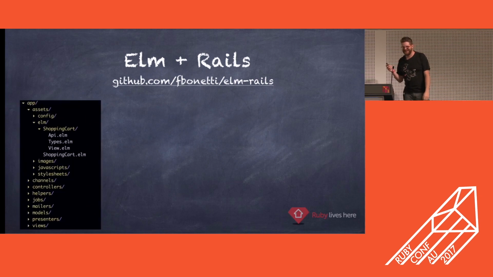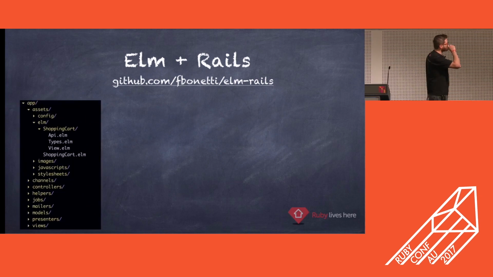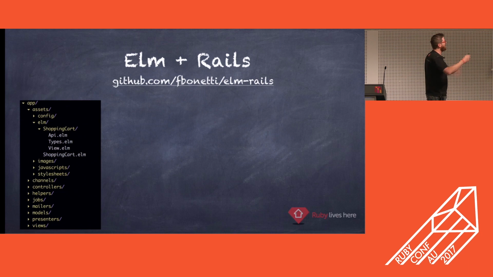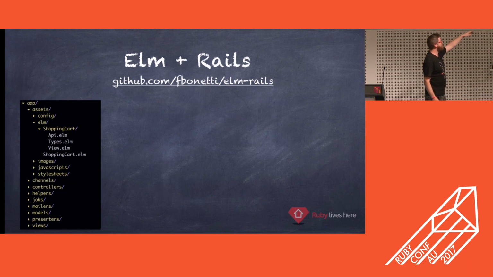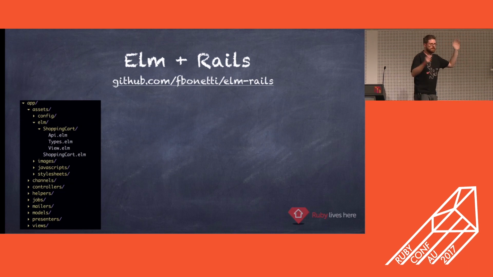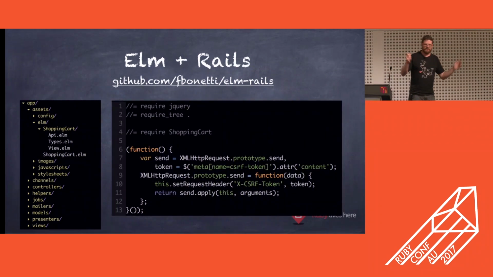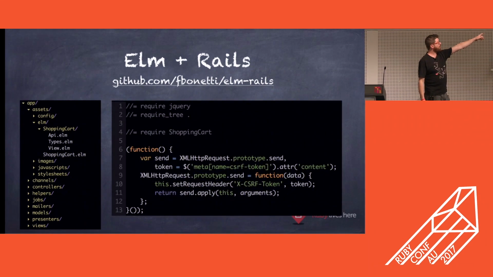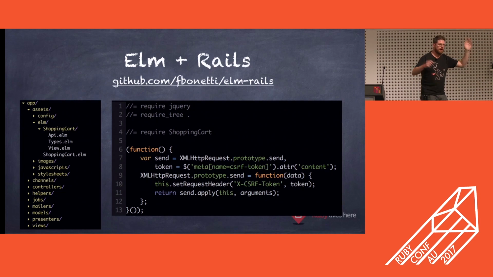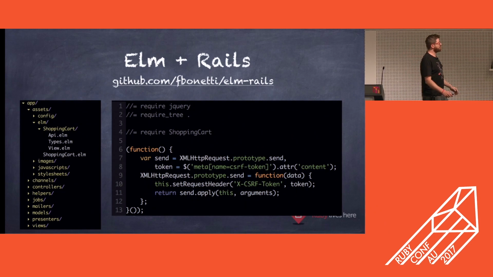So how does it work? You have a shopping cart. In this case, you put it in app assets Elm, so it just lives alongside your other stuff. You can break it down into modules however you like. So here I've got some submodules for different parts of the app. In something like application.js, you can just do a require here, and I'm requiring an Elm module the same as I would require any other JavaScript in the standard Sprockets format.